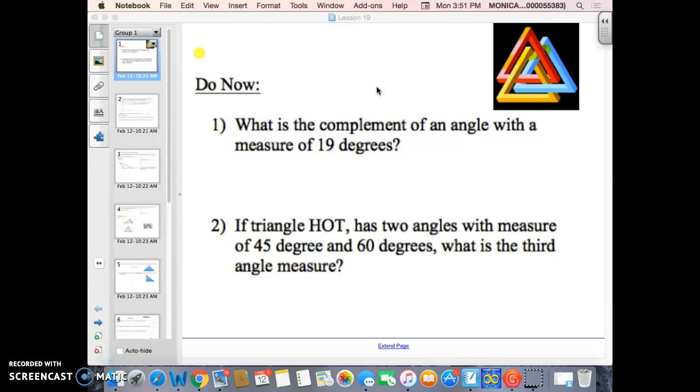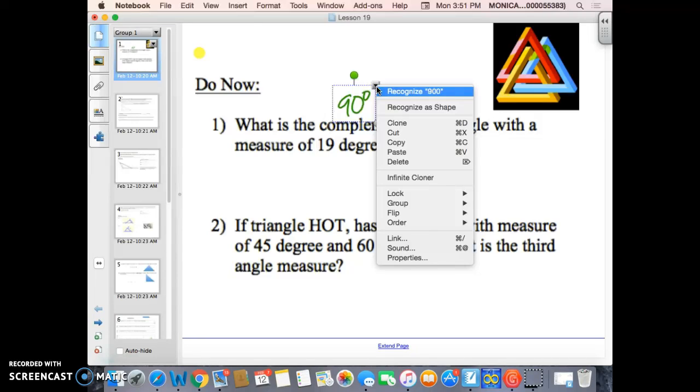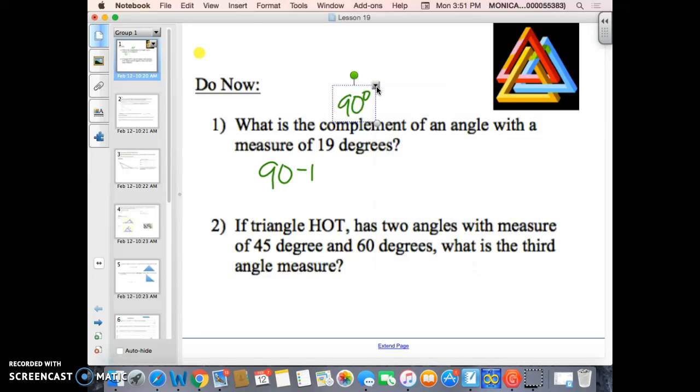And so if I'm talking about the complement of 19 degrees, then I'm going to do 90 minus 19. And that's going to give me 71 degrees, okay? Because 71 plus 19 is 90.